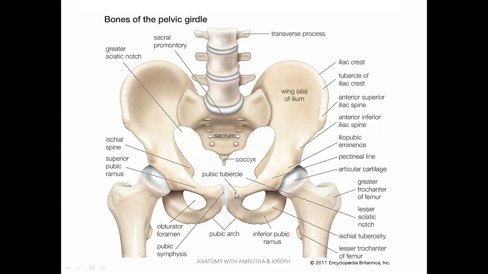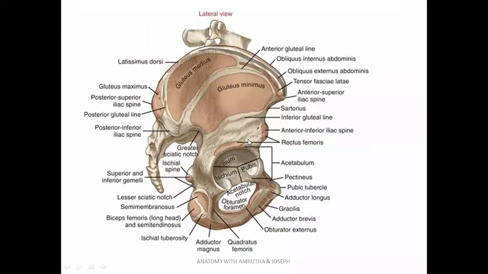The body of the pubis here has an anterior border which is very prominent, and there is a prominence on the lateral aspect of the anterior border here, and that's called the pubic tubercle. So this also can be seen in this. Okay, so let's continue. Let's see more on this.